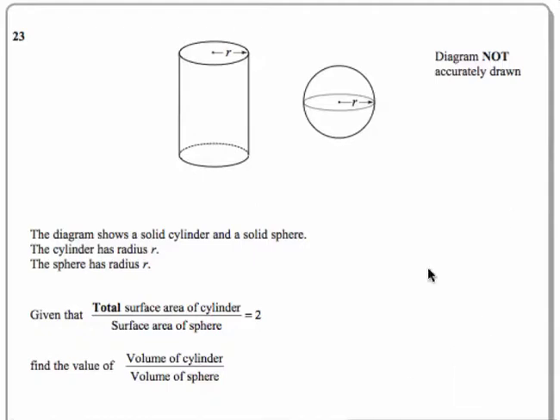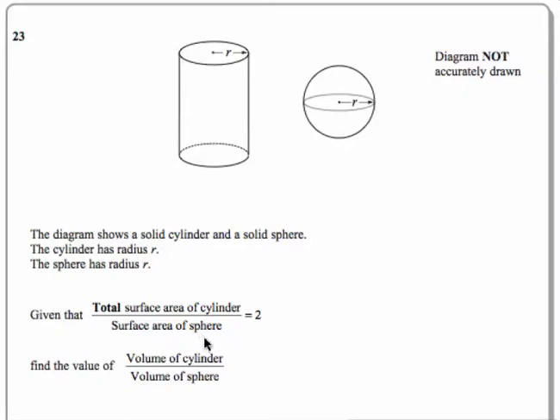This is the last question on the paper, and therefore it's not always the case, but it's probably going to be quite involved. Okay, let's have a look at it. We have a cylinder and a sphere, and they've got the same radius, r. Given that the total surface area of the cylinder divided by the surface area of the sphere equals 2, find the value of the volume of the cylinder divided by the volume of the sphere.